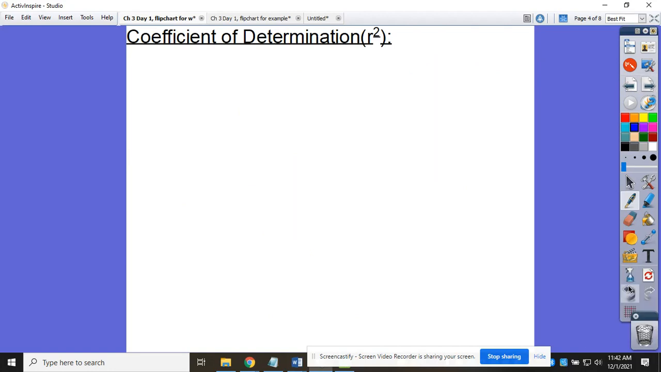Coefficient of determination. For our class, we really don't need to know that much about it. If I say r squared, I mean this one sentence. Hands down, if I say r squared, I mean this one sentence. This is on your blank sheet, not your college football sheet. Blank percent of the variation, this is your r squared.